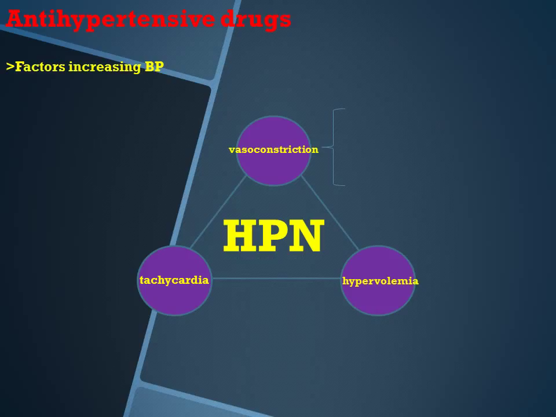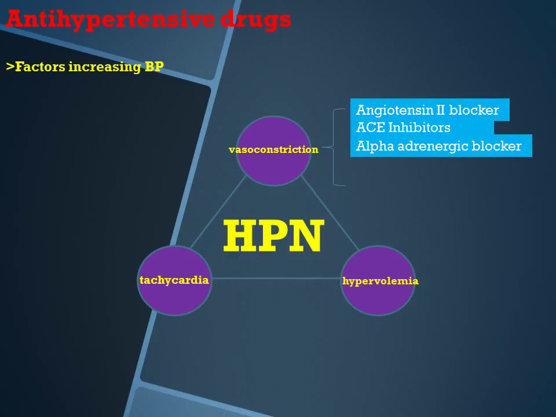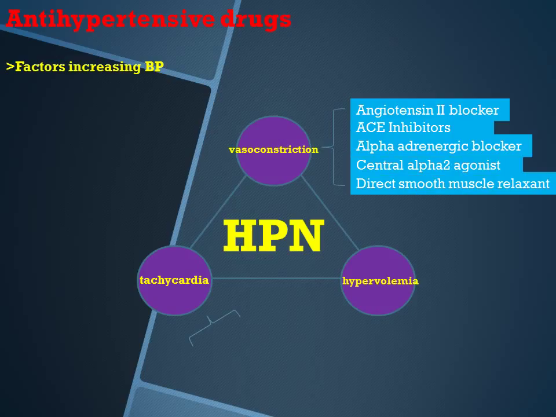Now, going back to the drugs na na-discuss natin kanina, yung kanilang action depende sa factors na ito. For example, may mga group of drugs that is, ang effect is to counteract vasoconstriction. So like I said, hypertension has three factors: vasoconstriction, tachycardia, hypervolemia. So pag ginamot natin yung vasoconstriction na yan, mapapababa natin yung BP. Now, ano-ano yung mga gamot na nakaka-prevent ng vasoconstriction? Your angiotensin 2 blocker, ACE inhibitor, alpha adrenergic blocker, central alpha 2 agonists, and of course, your direct smooth muscle relaxants.